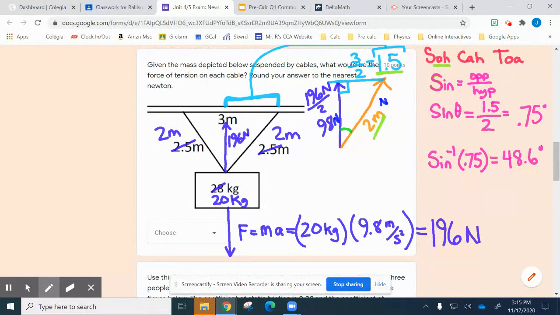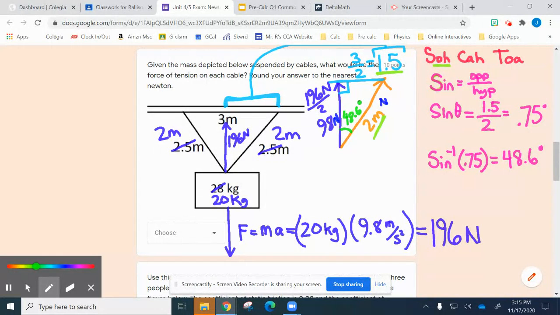We're almost done, actually. So now we know this angle is 48.6 degrees. This pen is very thick. I wonder if I can make it thinner. I do not see a way to change the size of the pen. That's too bad. Okay, doesn't matter.